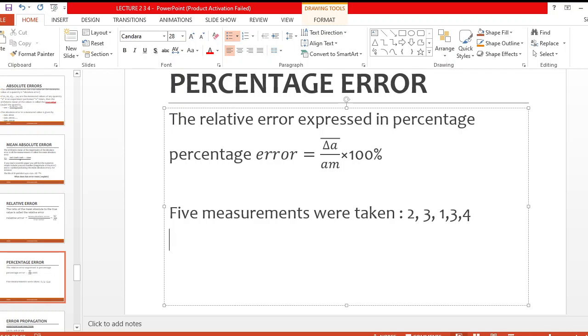The first step in calculating errors, if you want to find the relative error, you have to start with the absolute. So first of all, you add all the numbers: 2 plus 3 plus 1 plus 3 plus 4. Then you divide by the number of observations, which is 5. What you get will be the true value.